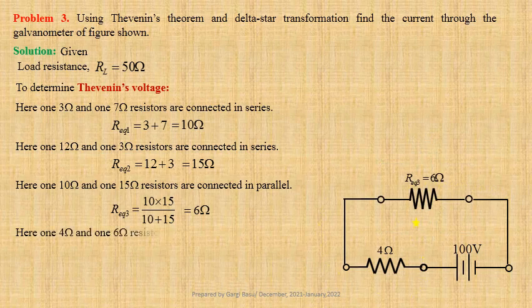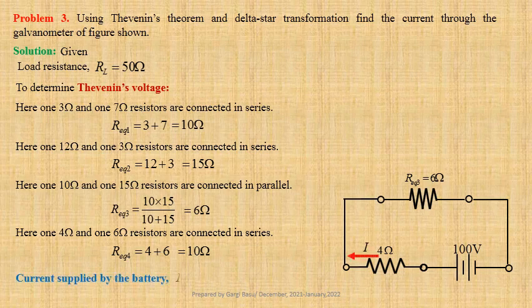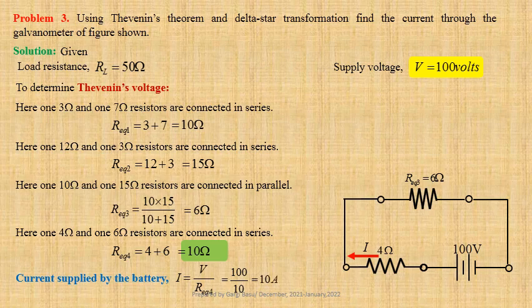Now one 4 ohm and one 6 ohm resistors are connected in series. Their equivalent resistance Req4 equals 4 plus 6 equals 10 ohm. Let us now calculate current supplied by the battery. I equals V divided by Req4. Given supply voltage V equals 100 volts. Therefore, I equals 100 divided by 10 equals 10 ampere.